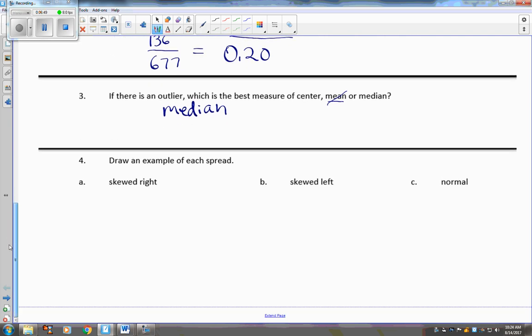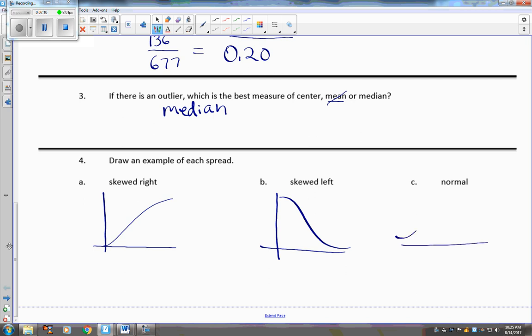Draw an example of each spread. Okay, if it's skewed right, that means most of the data lies to the right. So your sketch might look something like that. Skewed left means most of the data lies to the left. So that means it's going to look something like that. And then normal would be a normal distribution, and that would be a distribution that might look like this, like the bell curve.